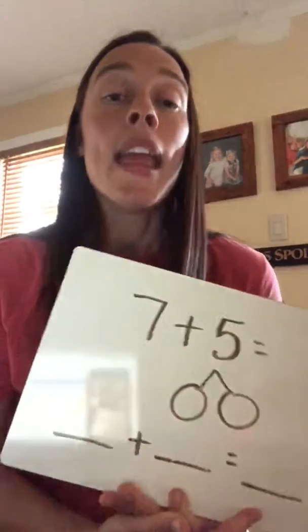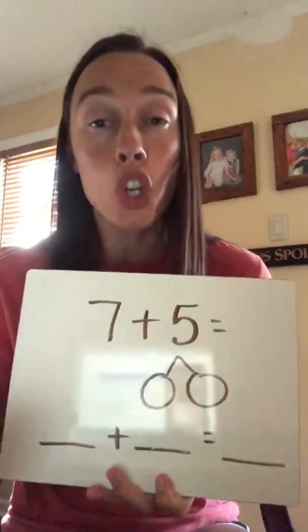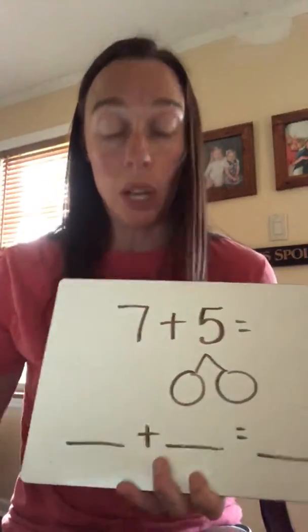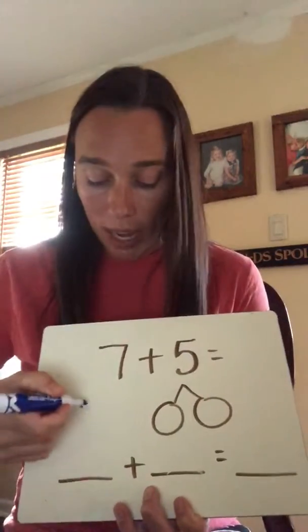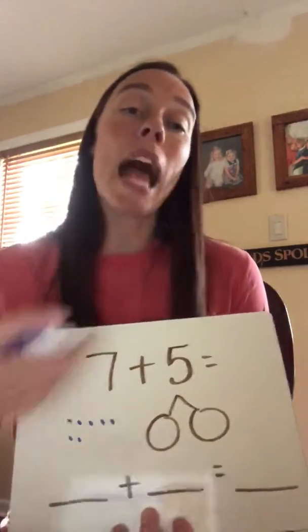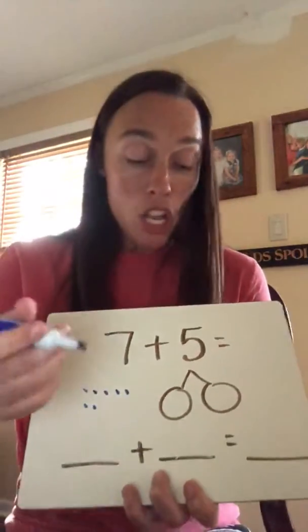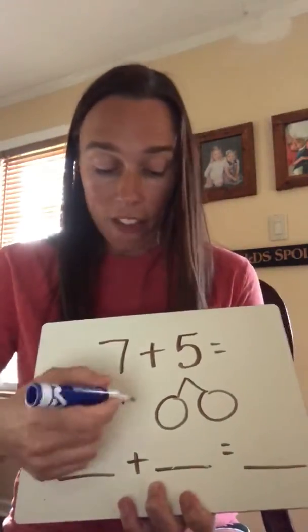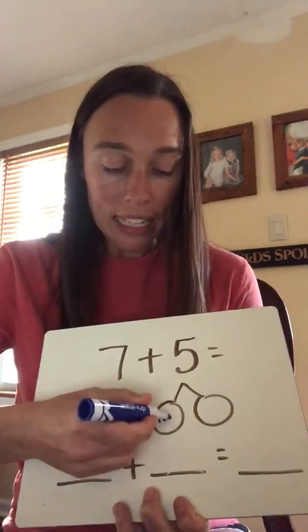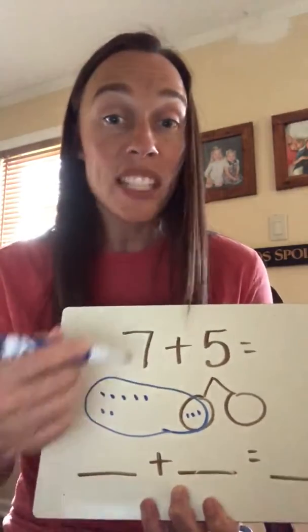Now, the last way that we talked about, and this was the hardest way, is to decompose that number. So remember when we circled 10? That's exactly what we're going to do. So I have 7 right here. And now what I need to do is circle to make 10. So I'm going to count 7, 8, 9, 10. I now have 10. I no longer have 7.